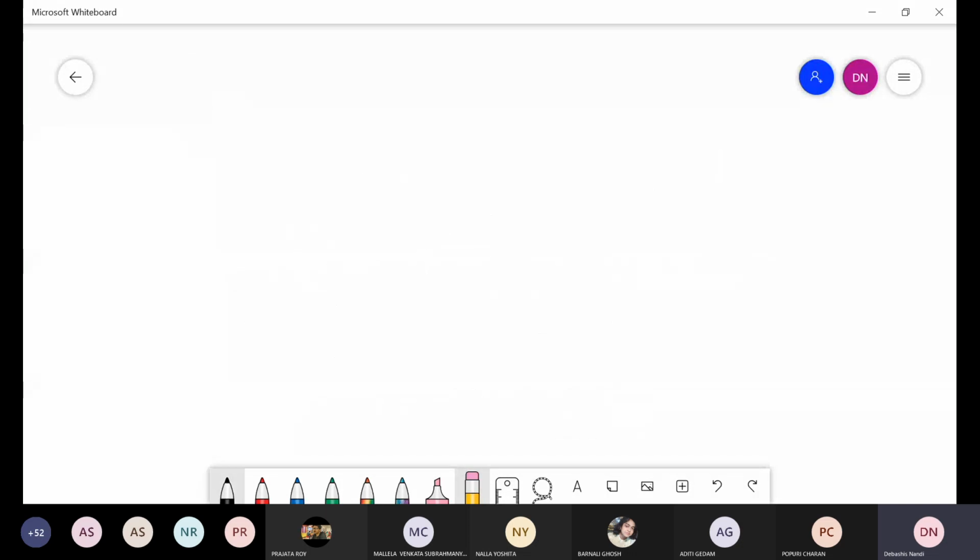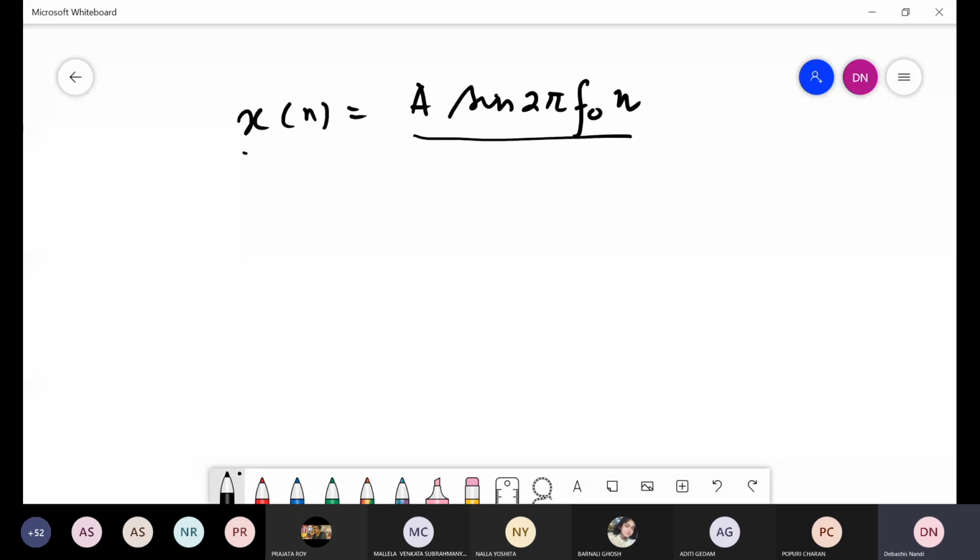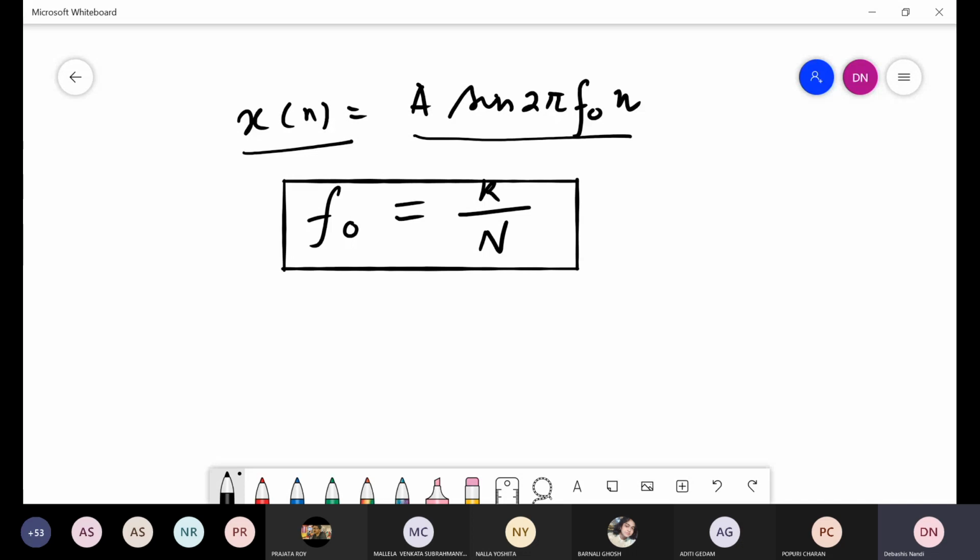I also told you about a sinusoidal signal in this form: x[n] is equal to A sine of 2 pi f0 n. This sinusoidal signal will be periodic only if f0 is a rational number, f0 equal to k divided by N, where k is an integer and capital N is also an integer. That means f0 should be rational. When f0 is rational, only then can I say that this particular signal is periodic. Otherwise, it is not periodic.